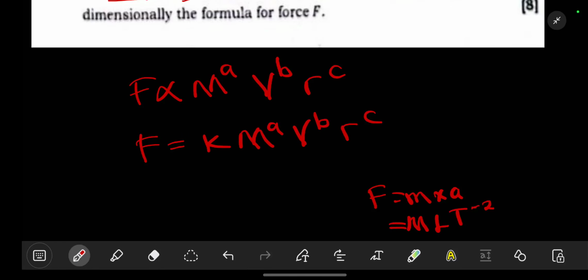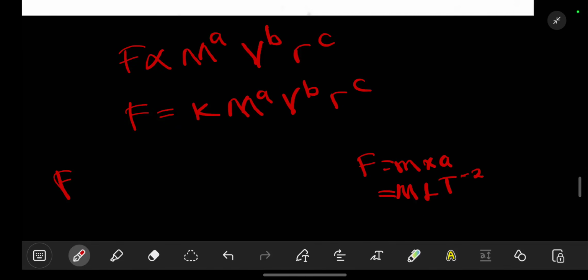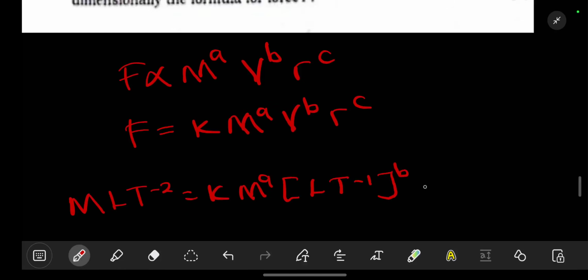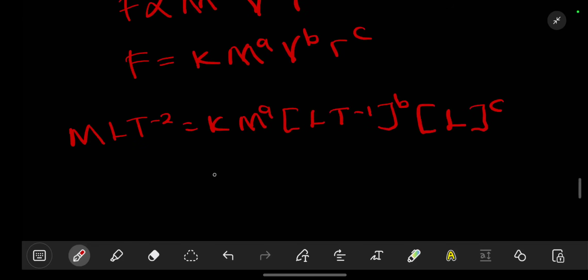Again, if you need a video on how we derived this, you can just comment in the comment section. It should be equal to K, then we have our mass to the power of A. So let's put the dimensions for force, which is M L t raised to the power negative 2, should be equal to K, mass to the power of A. Then we have the velocity to the power of B, which is L t to the power negative 1 to the power of B, like that. Then we have the radius r, which is just L to the power of C, like that.